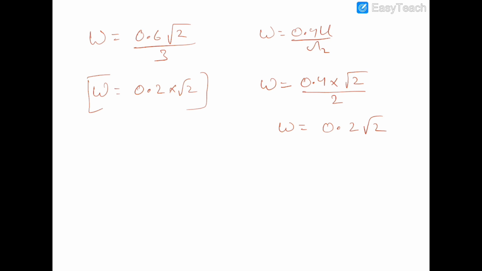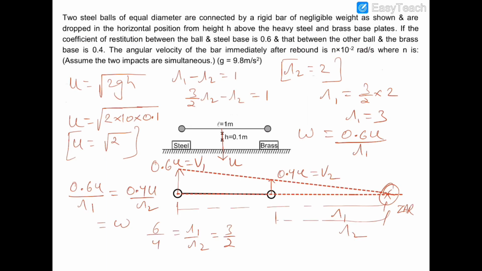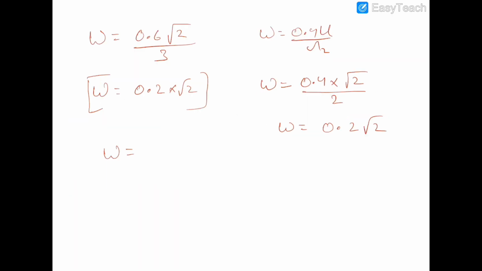Now this omega is to be equated with n into 10 raised to power minus 2. So 0.2 root 2 is equal to n into 10 raised to power minus 2. So n is equal to 20 root 2, which is approximately 28. So n is equal to 28.